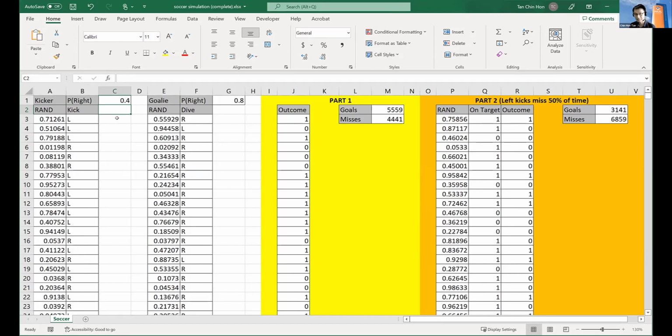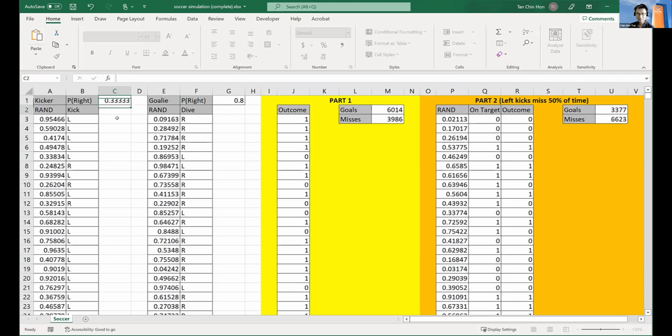The 60% of the shots are going to be on the left side, and half of those are going to be on target. So that means on the left side, I have 30% that are on target. On the right side, I have 40% on target. So what happens if I bring it to 1/3 over here?